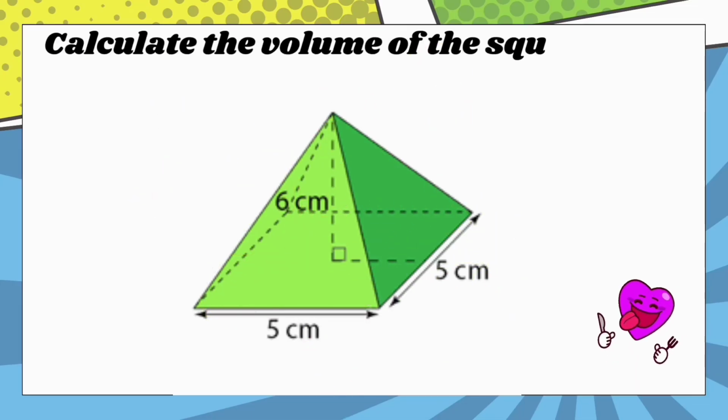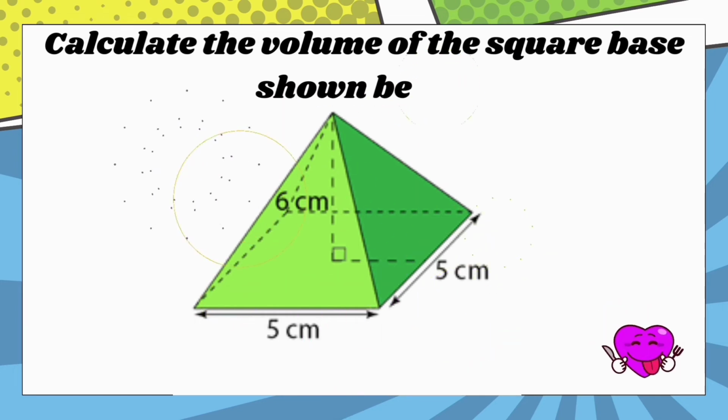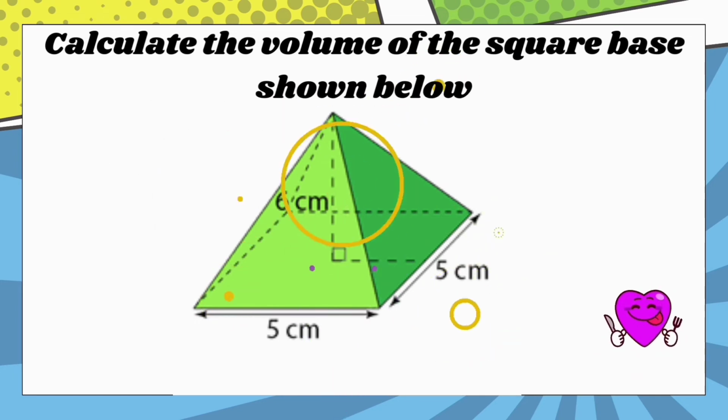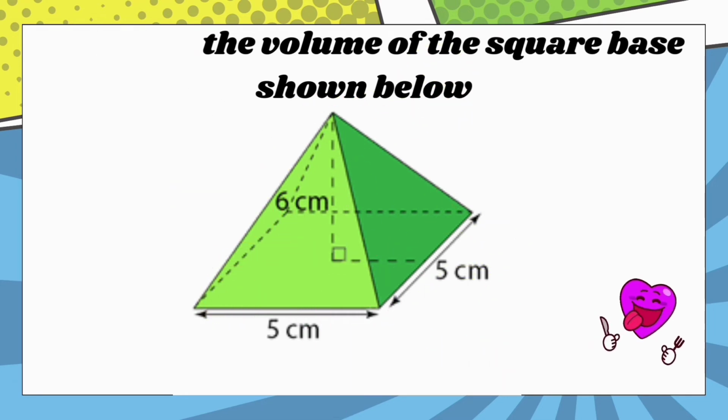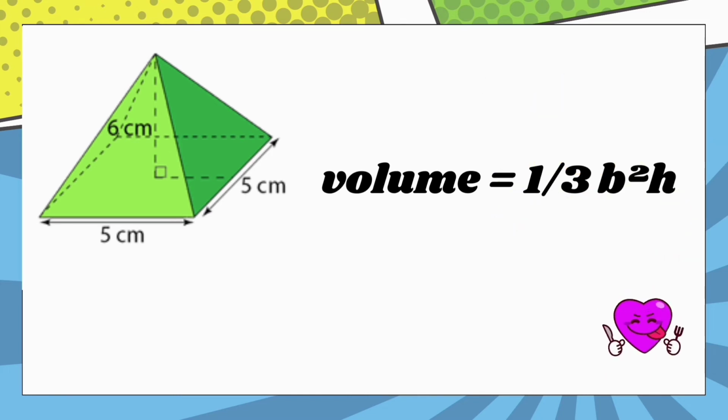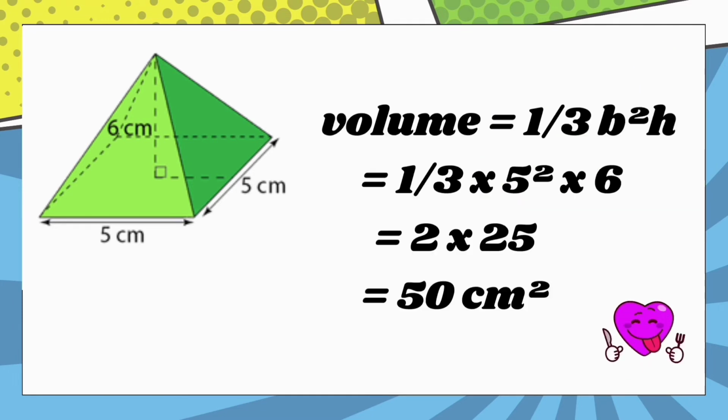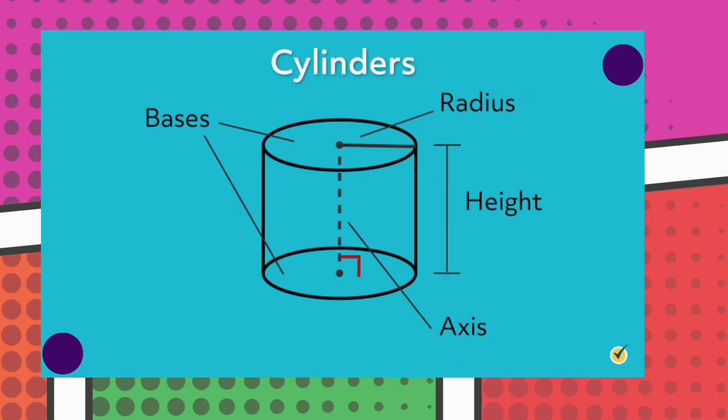Let's take this example. You are told to find the volume of the square base pyramid shown on the screen that has a base length of 5 centimeters and a height of 6 centimeters. Substituting these into the formula for the volume of a square base pyramid, you are going to have 1/3 b squared h, which is 1/3 times 25 times 6, which is equal to 50.